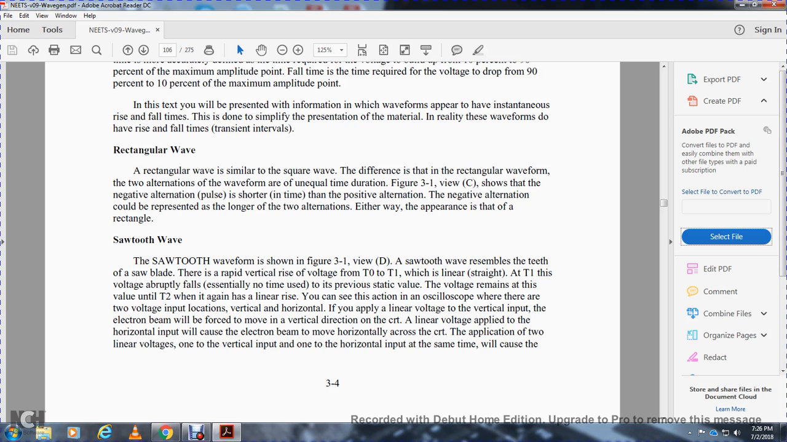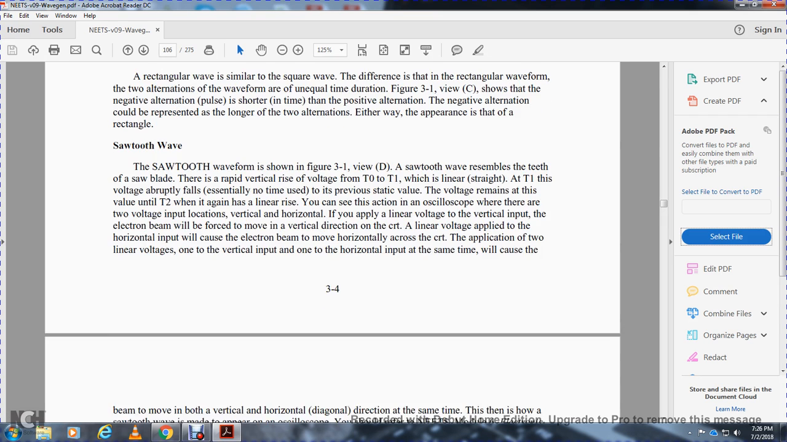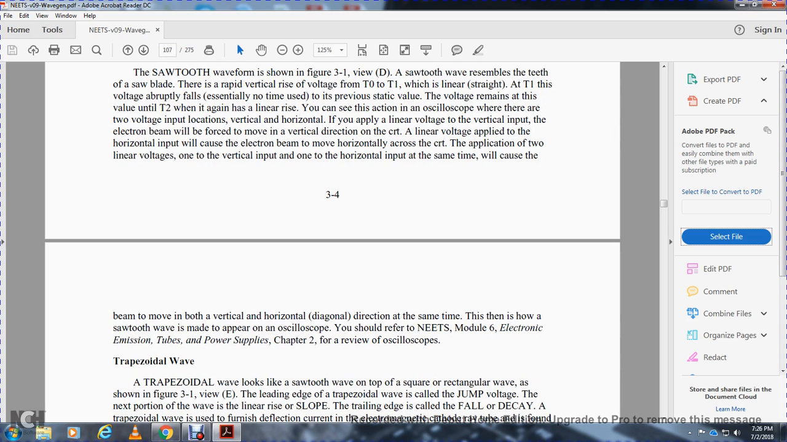A linear voltage applied to the horizontal input causes the electron beam to move across the cathode ray tube. The application of a linear voltage to the vertical input and to the horizontal input at the same time will cause the beam to move in both the vertical and horizontal directions at the same time. This is how the sawtooth wave is made to appear on the oscilloscope.